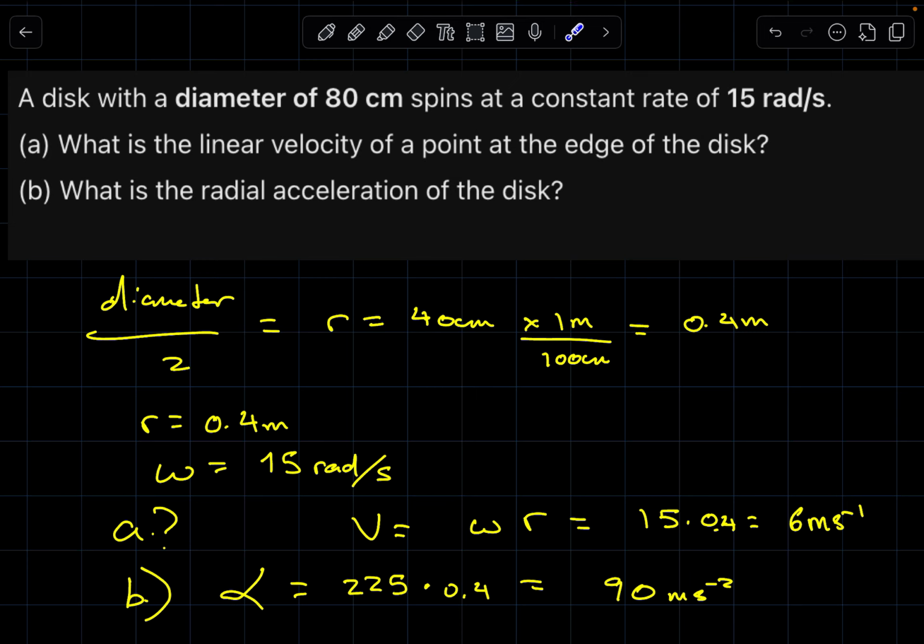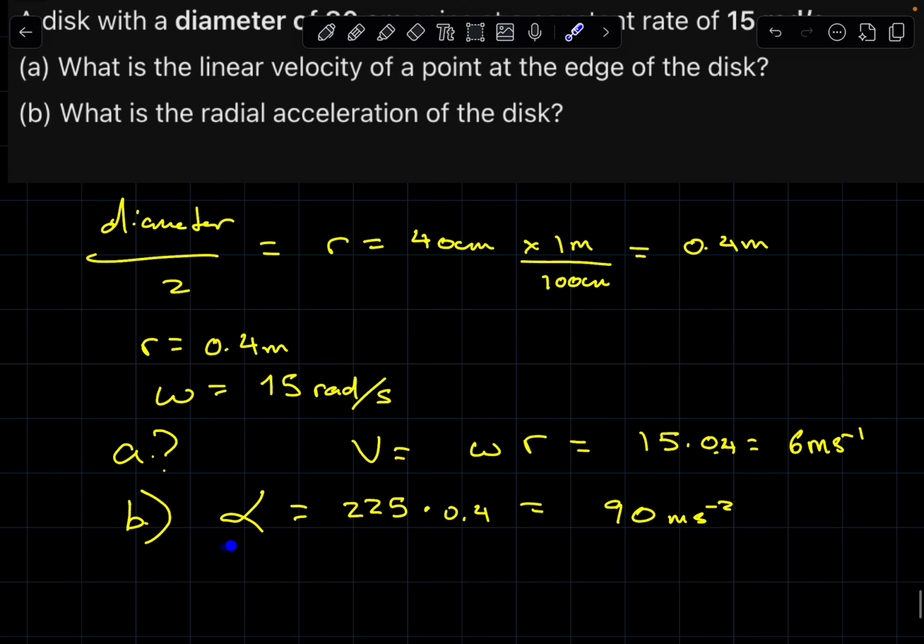A, what is the linear velocity? V equals omega times r. Angular velocity times radius is always a linear velocity. So we're going to multiply 15 radians per second times 0.4 meters, giving us 6 meters per second.